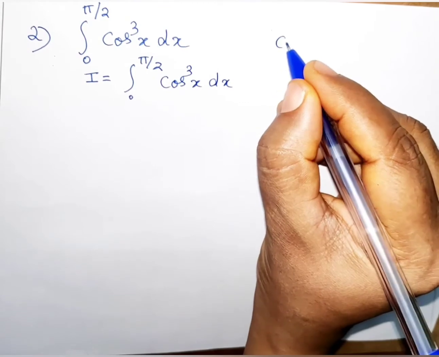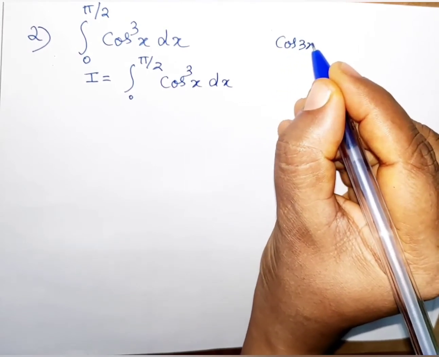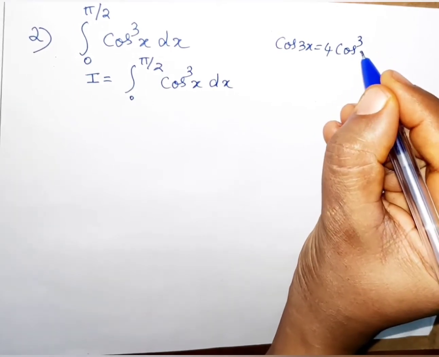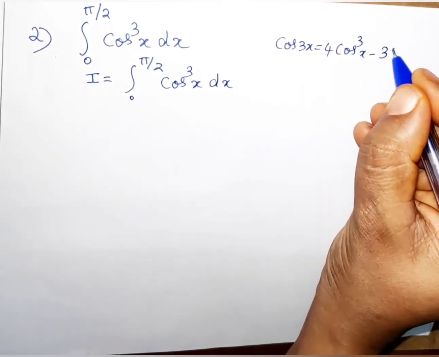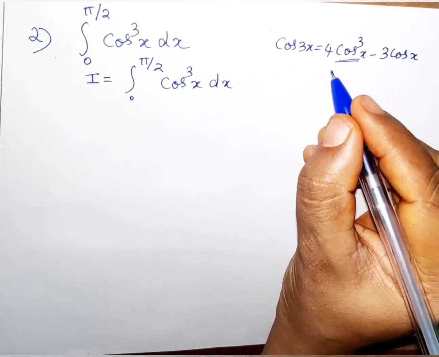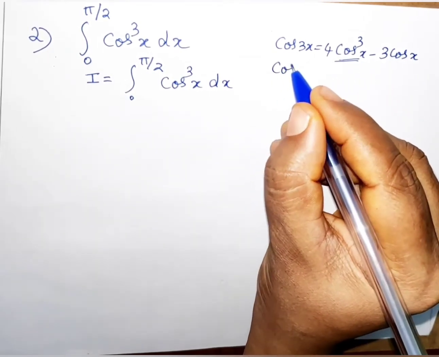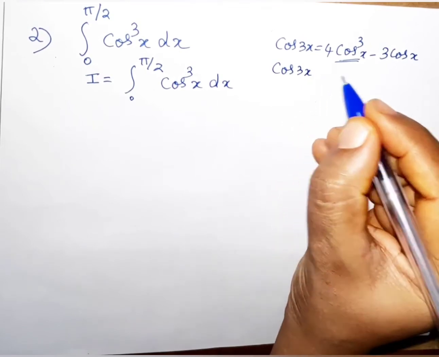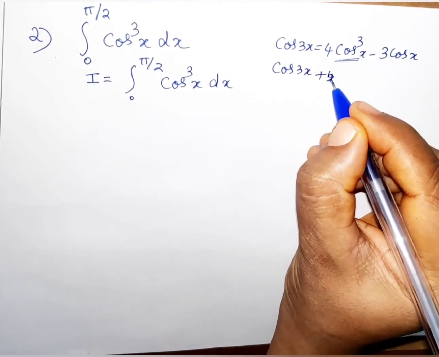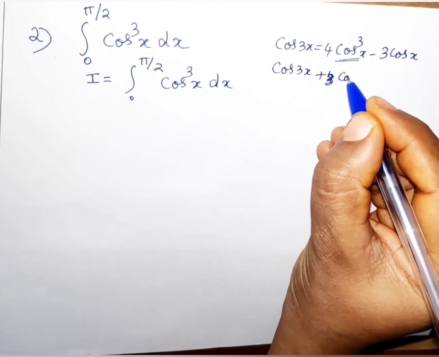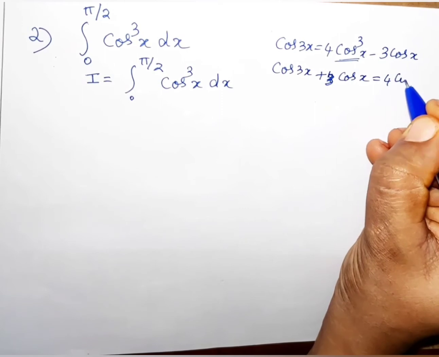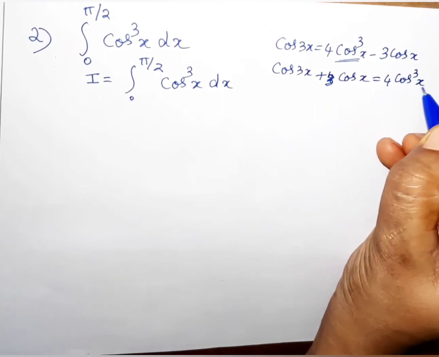So we know the formula: cos 3x is equal to 4 cos cube x minus 3 cos x. We have to find the value of cos cube x. So in order to find it, 4 cos cube x should remain on the right hand side. The other term, minus 3 cos x, we have to send to the left hand side. So this will become cos 3x plus 3 cos x is equal to 4 cos cube x.